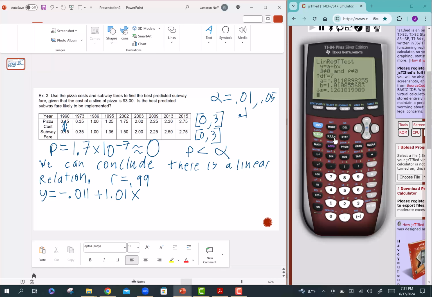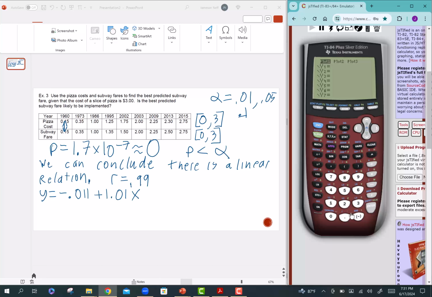So we can also now graph that on the same plot by hitting y equals and then just writing out the equation. Now, if you graph, boom, there everything is. You can definitely see that the line really fits the data quite well.